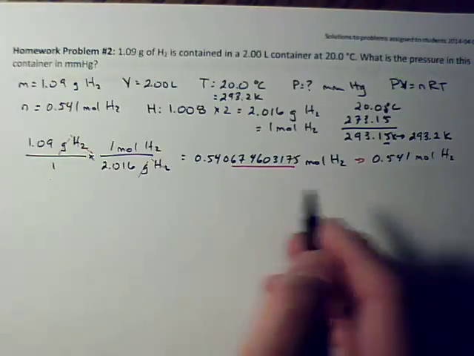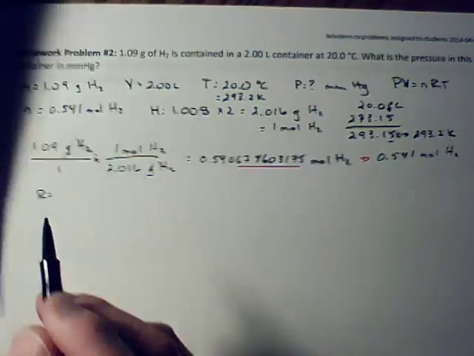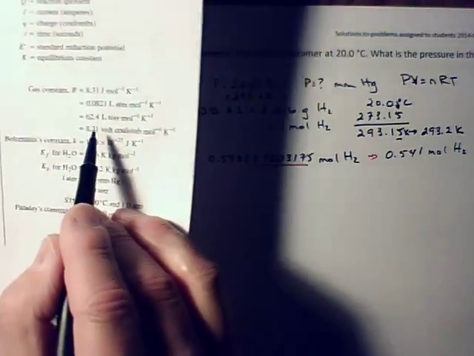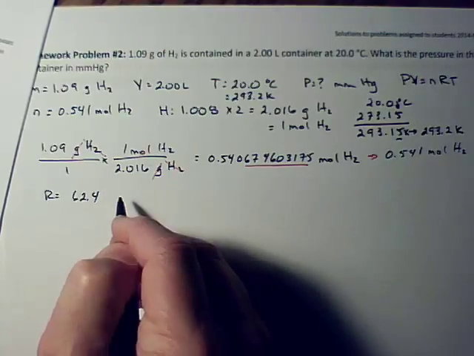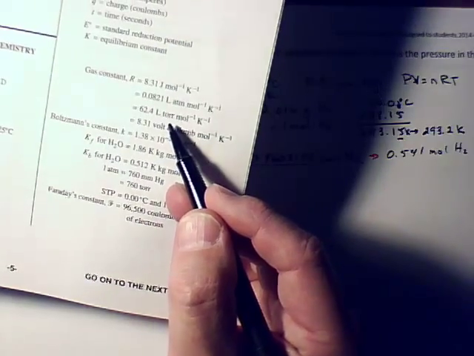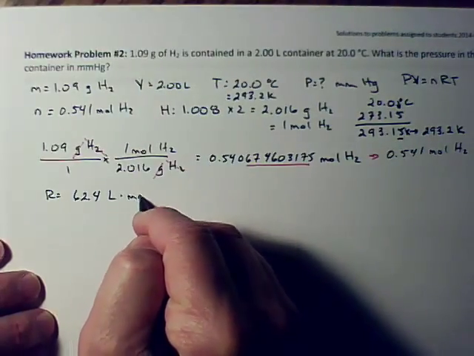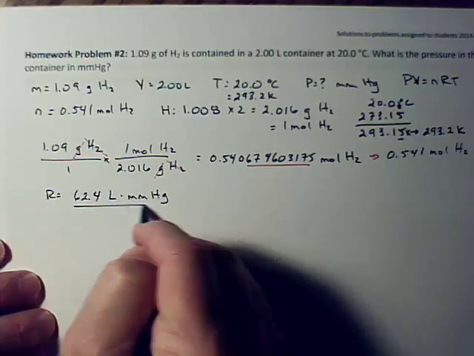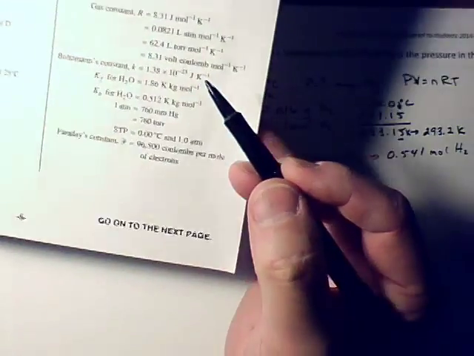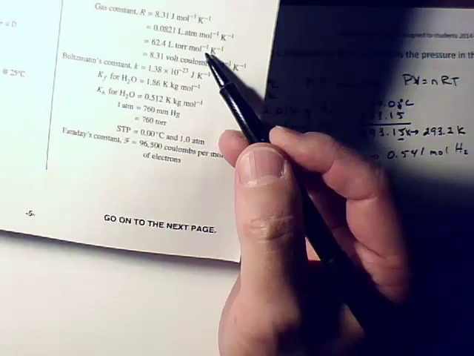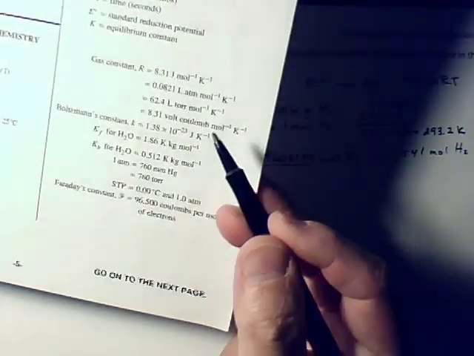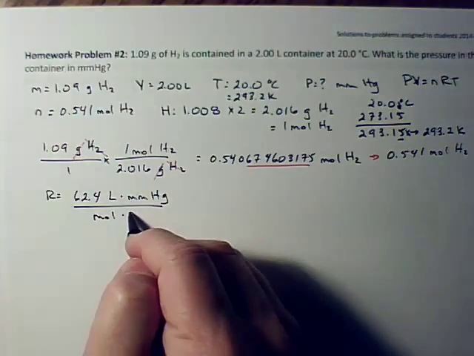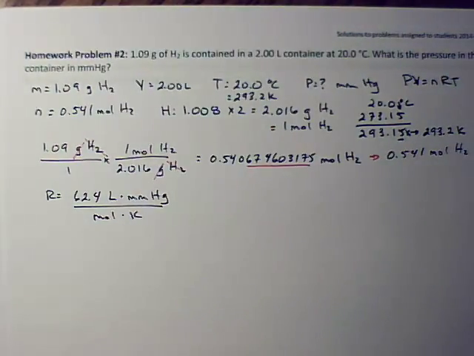So our version of R we're going to use is this one right here, 62.4 liters times, instead of torr, we're going to use millimeters of mercury. This says mole negative 1 exponent, which means moles goes on the bottom of the fraction. Kelvin negative 1 exponent means that Kelvin goes in the bottom. Okay?